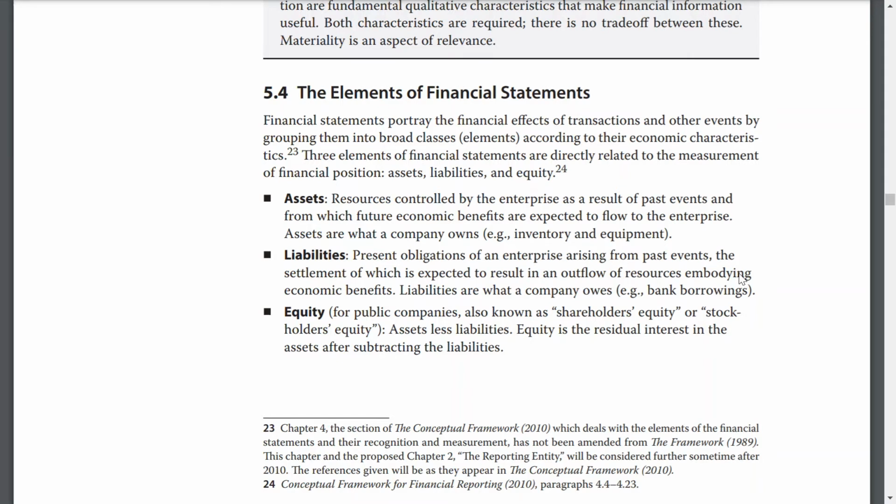Assets are what a company owns. Liabilities are present obligations of an enterprise arising from past events, the settlement of which is expected to result in an outflow of resources embodying economic benefits. Liabilities are what a company owes.